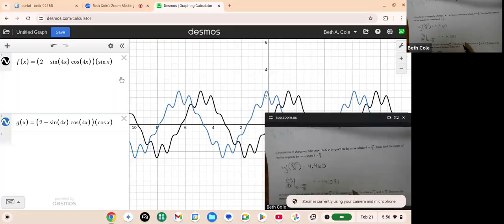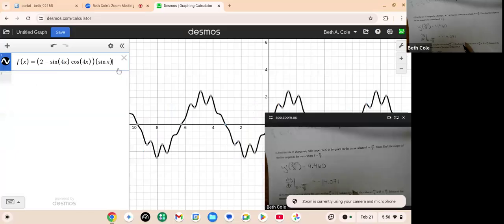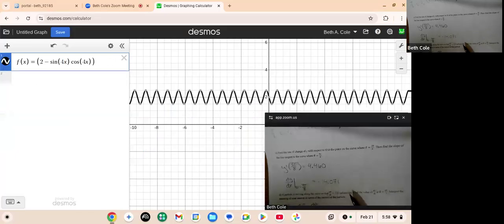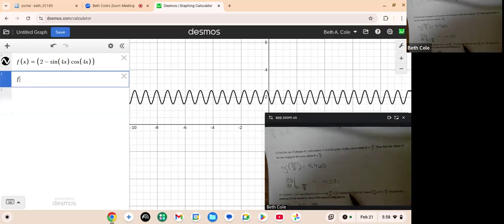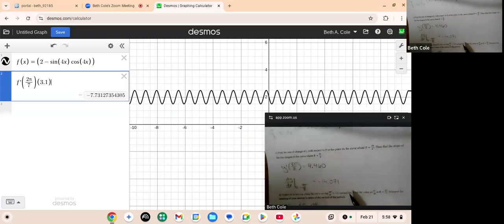So let me get rid of this. Let me get rid of this. So r is just this part. I just got rid of the sine x there. So I want this derivative at 2 pi over 7. And then I want to multiply it by 3.1. So I got negative 7.731.